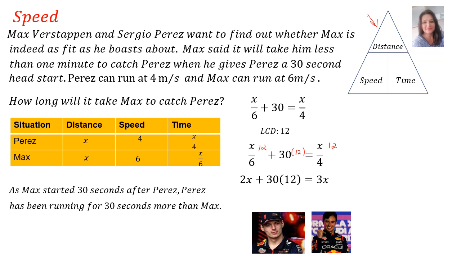2x plus 30 times 12 is equal to 3x. Your 2x will walk across, it finds 3x and it subtracts with it, and then 30 times 12 is 360 meters. That is x. So that is your distance. Therefore, the time that it will take Max is x over 6, and we worked out x, the distance was 360 divided by 6. Therefore, it will take him 60 seconds.